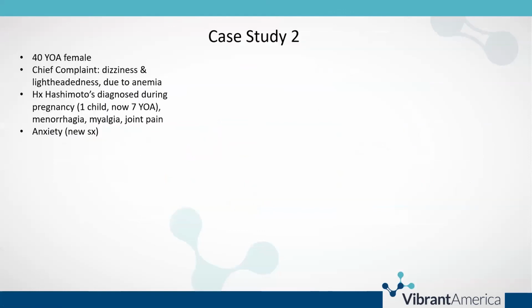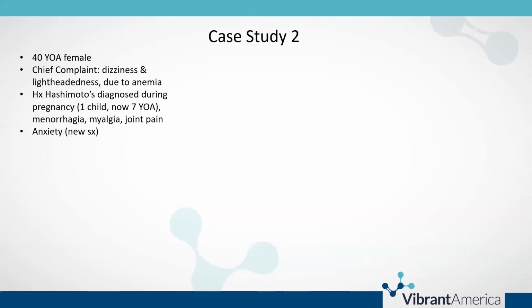Let's look at this one. This was a 40-year-old female, dizziness and lightheadedness that she chalked up to anemia. And her chiropractor referred her to me. So when we started talking, she said she was so dizzy and lightheaded that she was falling and fainting at work. And she said she's having very, very heavy periods twice a month.